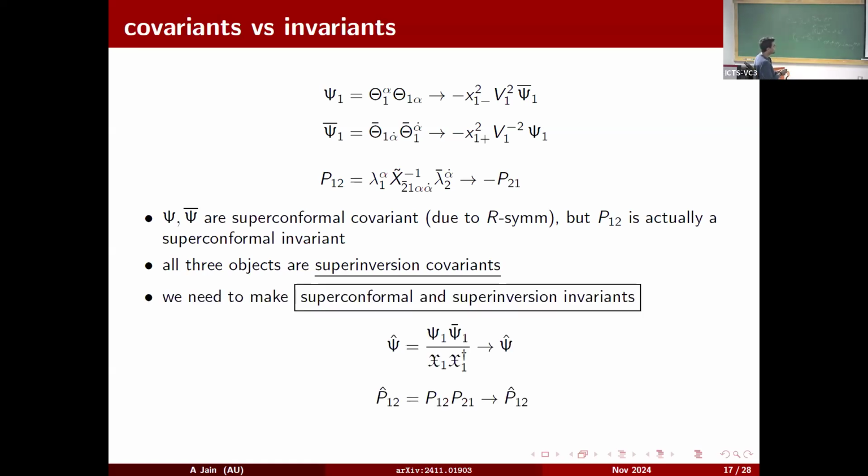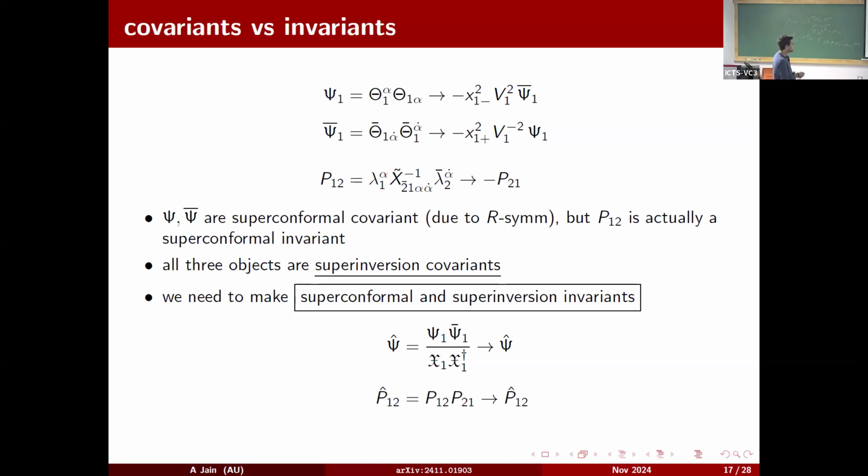Well, easy. We multiply them with each other. So psi1 multiplied with psi1 bar, and we do this division by some factor. I'm not going to go into the detail of this factor. It takes care of these x1 factors. But the point is psi bar under superinversion goes to itself, psi bar only.